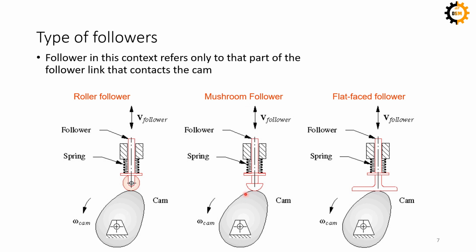This one, the middle one, has a follower with the shape of a mushroom, so we call it a mushroom follower mechanism. Again, it is translating. The third one is a flat-faced follower, so this shape of the follower has a flat face. Of course, all of these three different shapes have their own pros and cons.